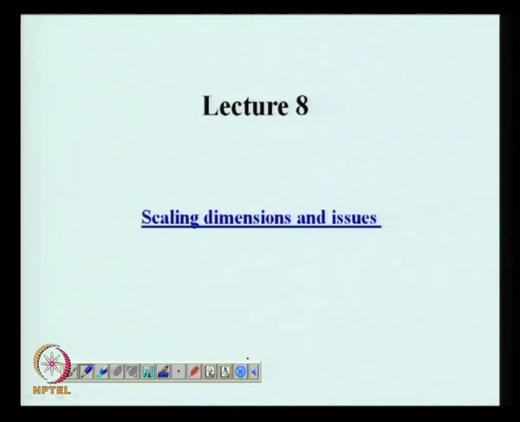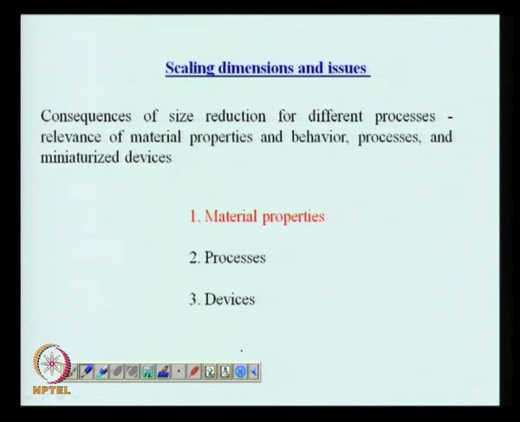Morning. We are going to continue with our studies on scaling dimensions and issues. We had an introduction about scaling, the scaling laws, and whatever is involved in the initial part of our lecture. We concentrated on material properties. Now, there are three things which need to be looked into. One would be the material properties that we have already covered.